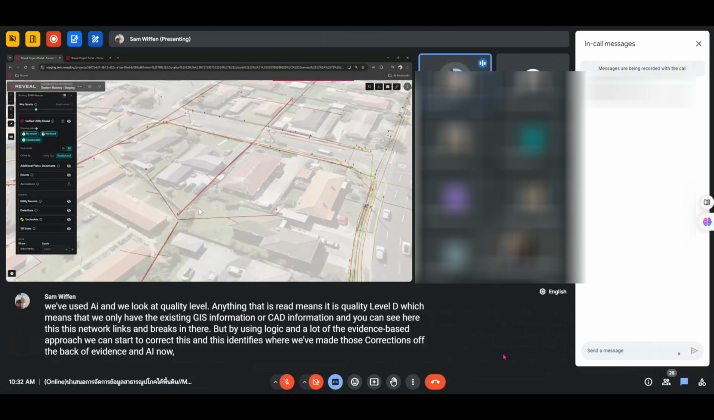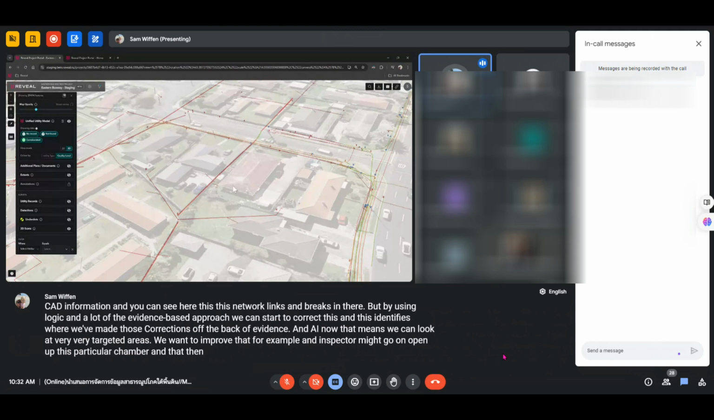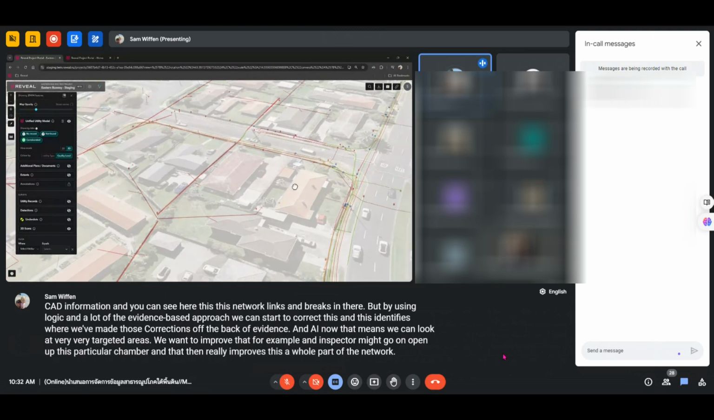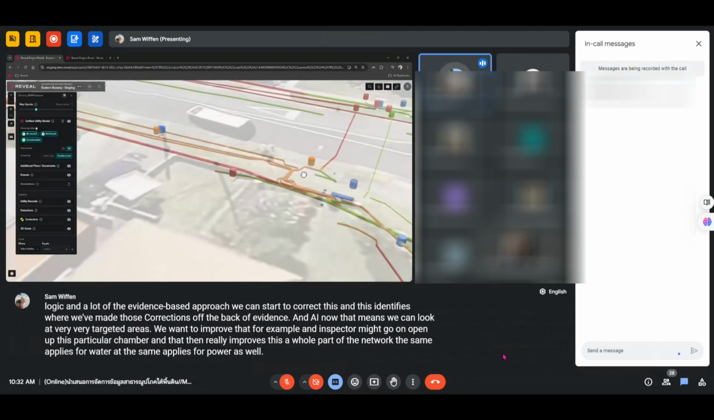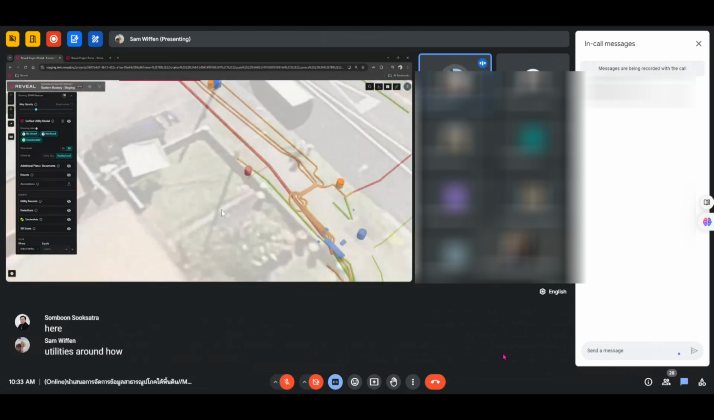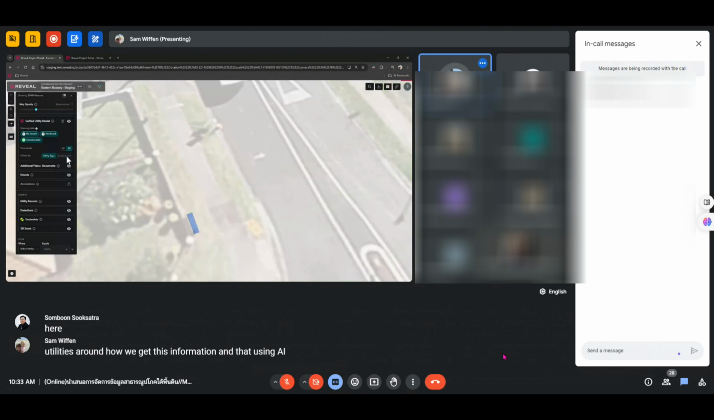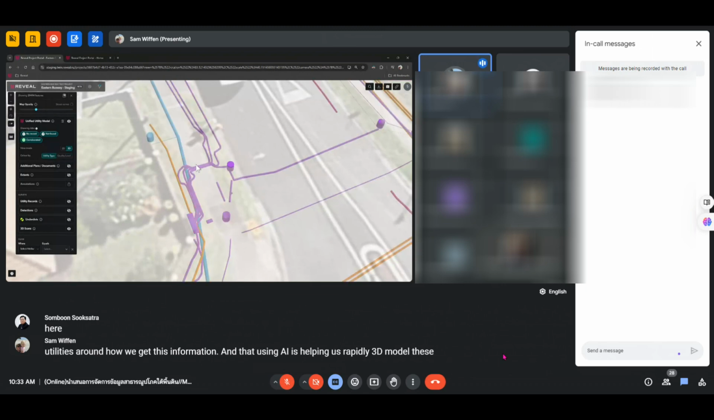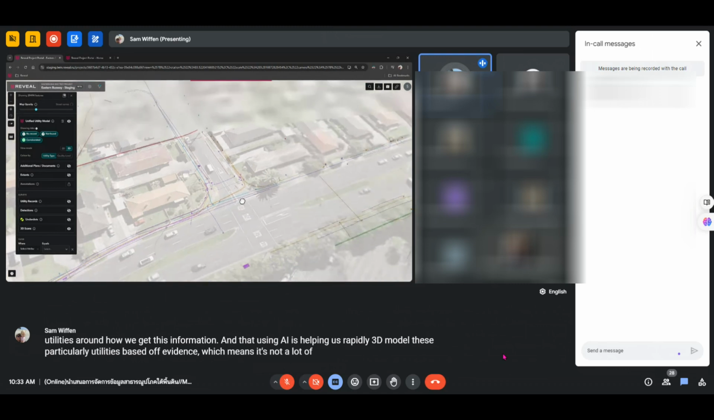Now, that means we can look at very, very targeted areas we want to improve that. For example, an inspector might go and open up this particular chamber, and that then really improves this whole part of the network. The same applies for water, the same applies for power as well. We're working with big power utilities around how we get this information in. But using AI is helping us rapidly 3D model these particular utilities based off evidence, which means there's not a lot of processing that needs to happen.